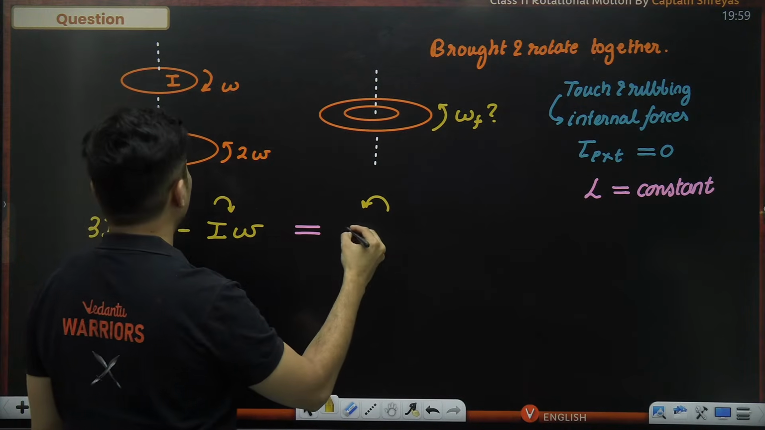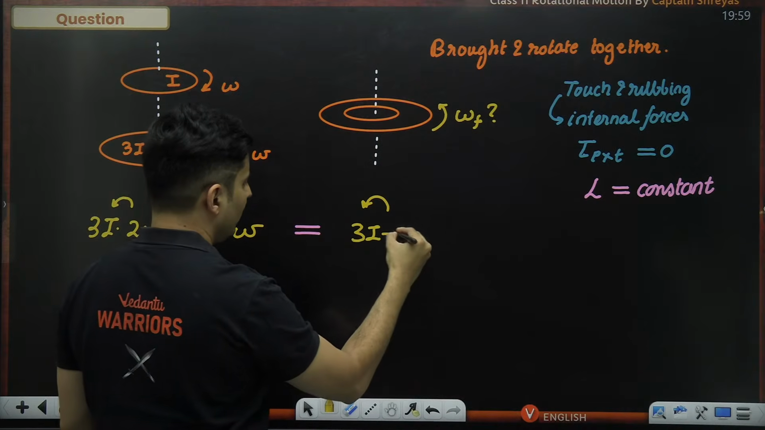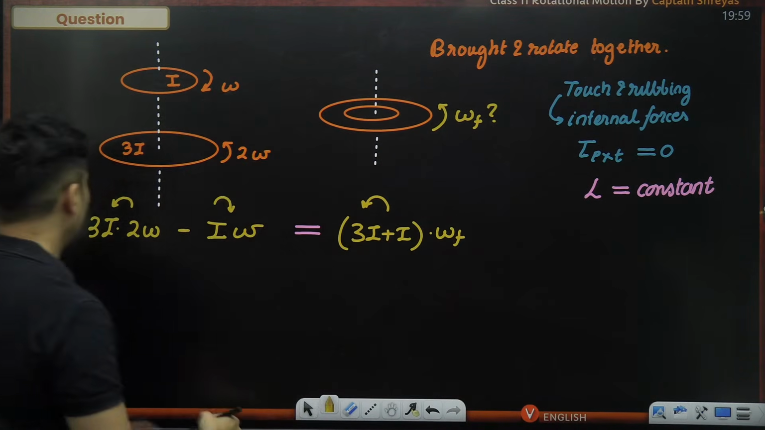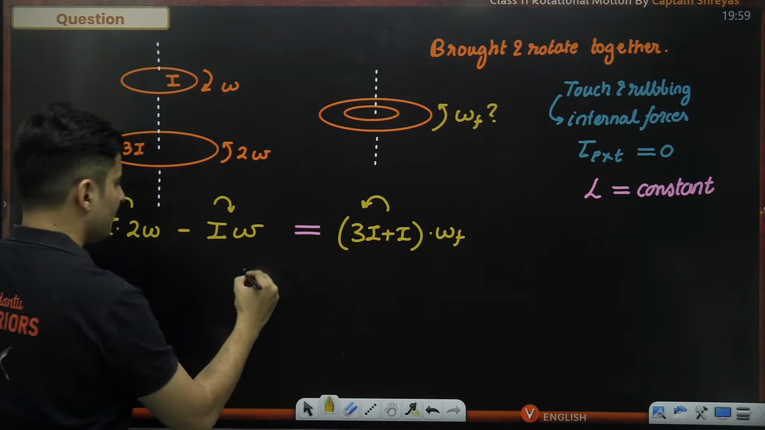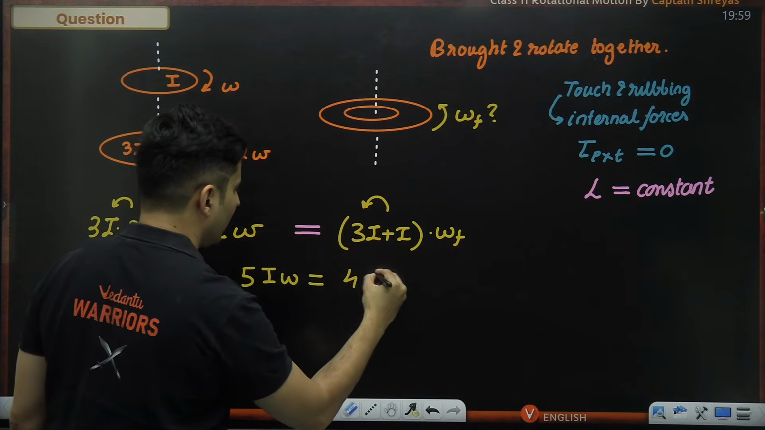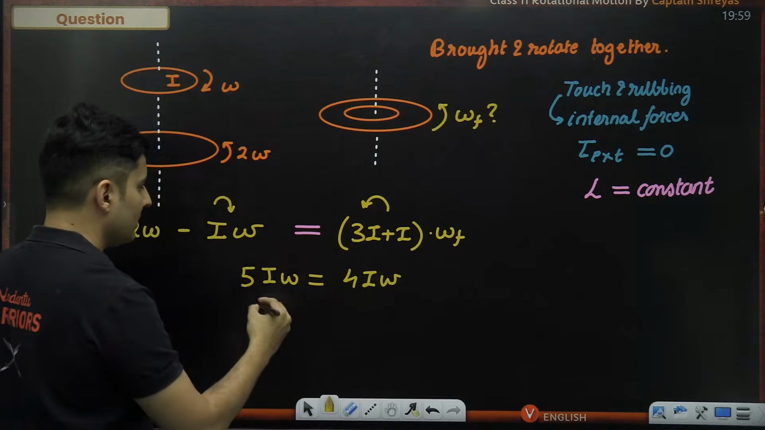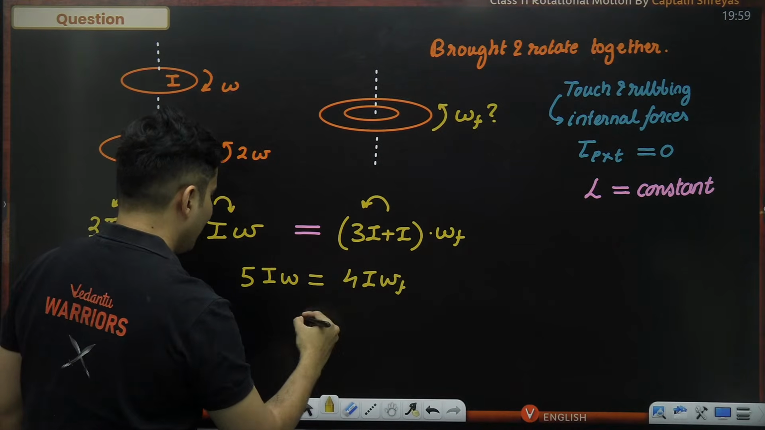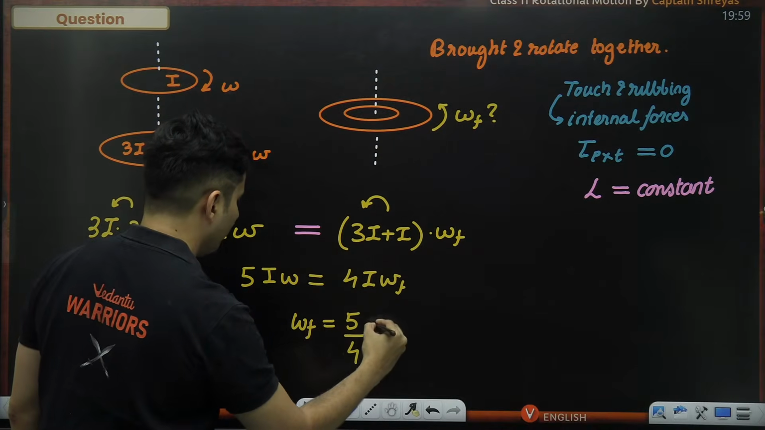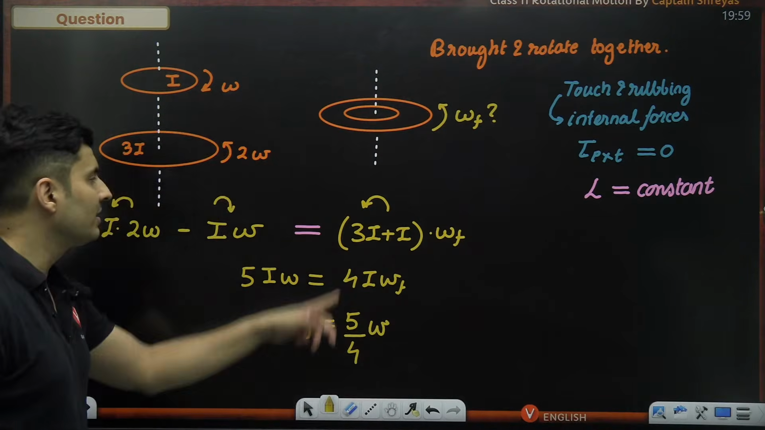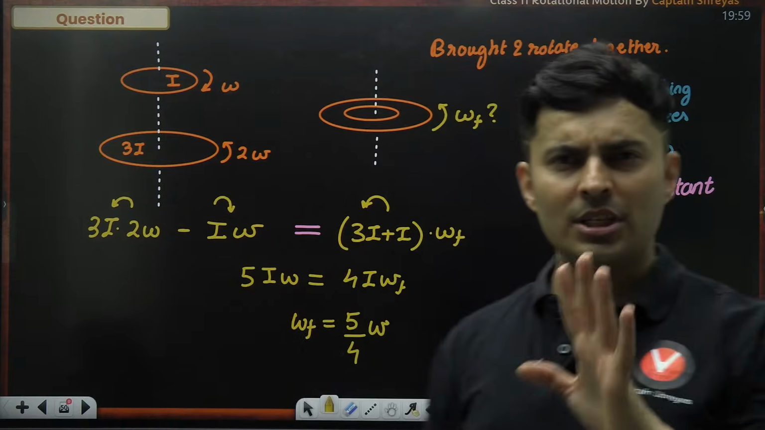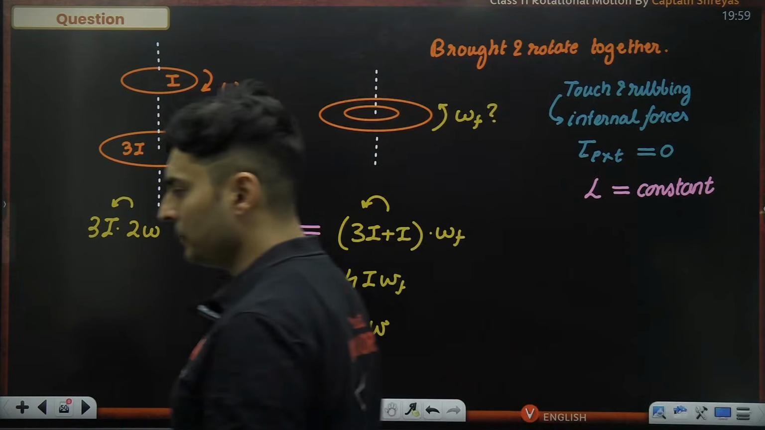The final moment of inertia will be 3I plus I into final angular velocity. So this is 6 minus 1, which is 5 times of I omega, will be 4 times of I omega. I cancels. So therefore, my final angular velocity will be 5 by 4 times of omega. So this is the new common angular velocity. This kind of question is very, very common, let me tell you.